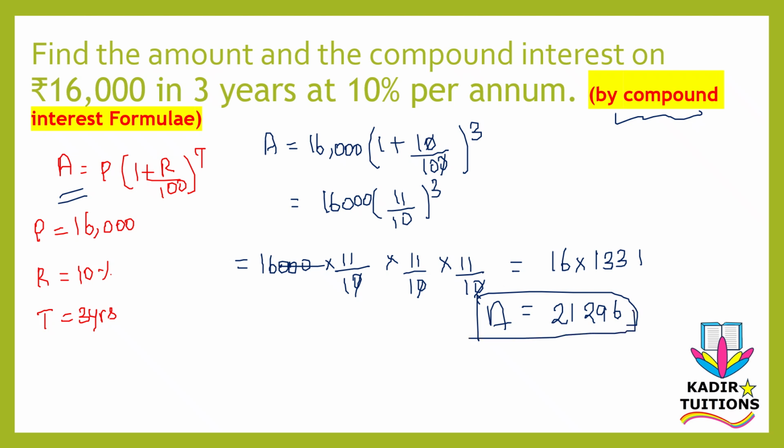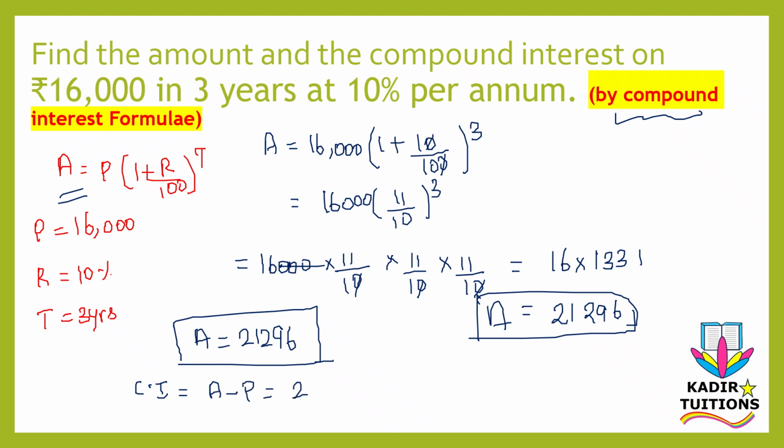So what is the final amount we are getting at the end of 3 years? The amount equal to 21,296. Same only we are getting. Whatever method you are following, the answer is not going to change. But here we need to find even the compound interest also as per the previous method. And what is the compound interest? It is nothing but amount minus principal. So 21,296 minus the principal 16,000. So if we subtract, we will be getting the same 5,296.